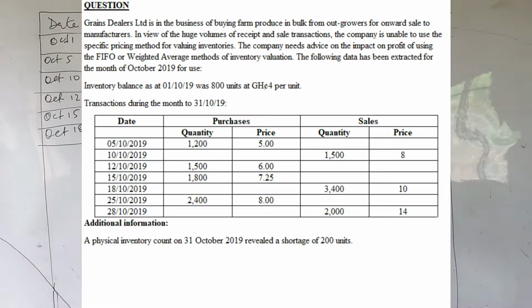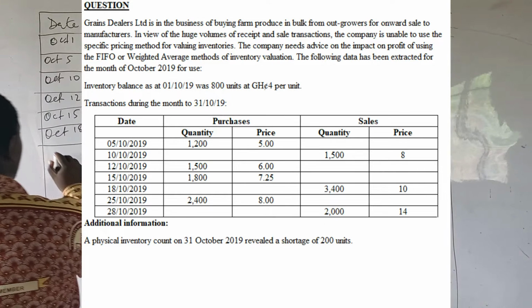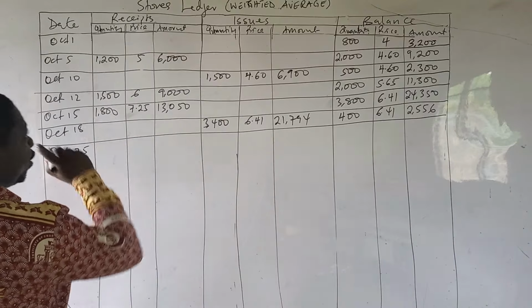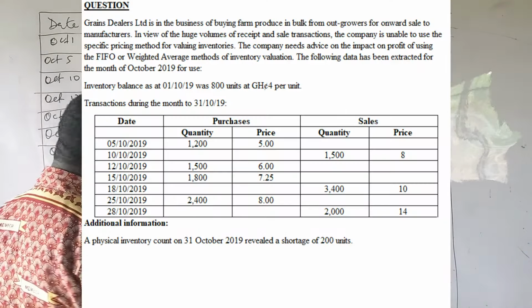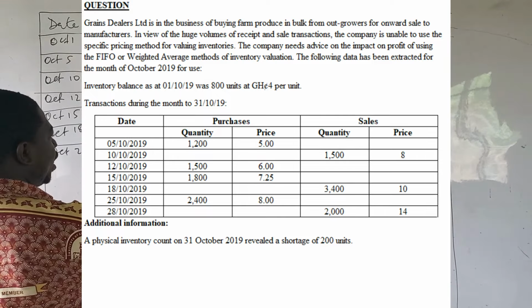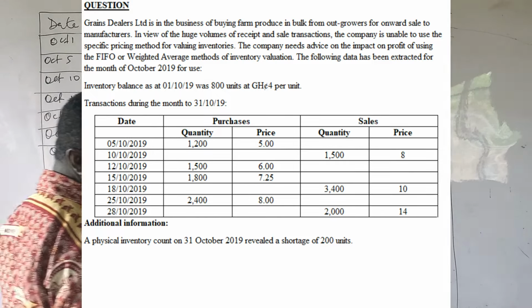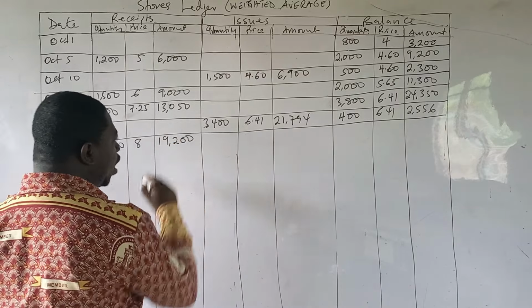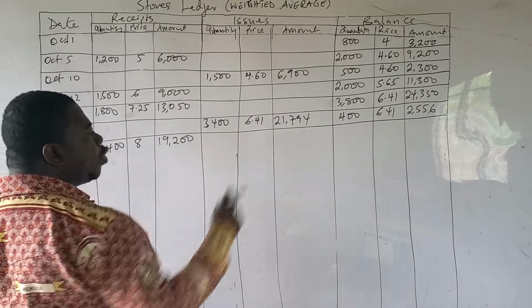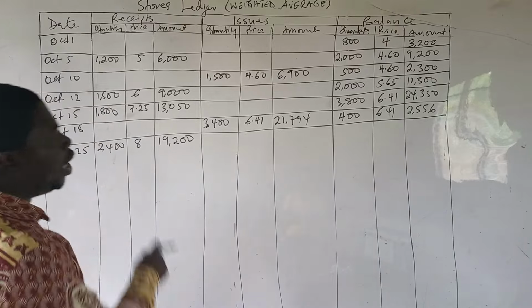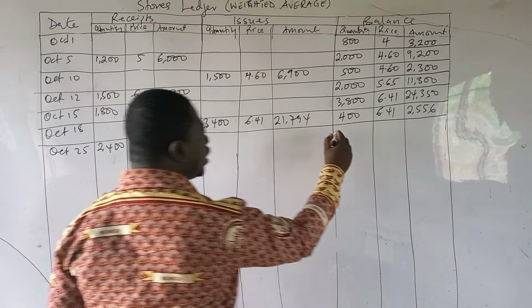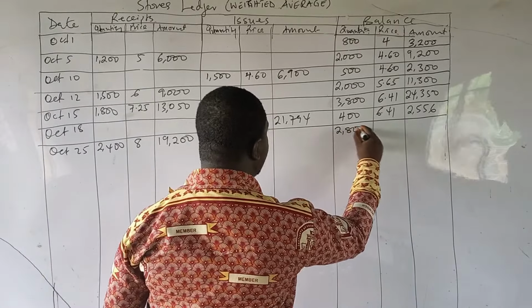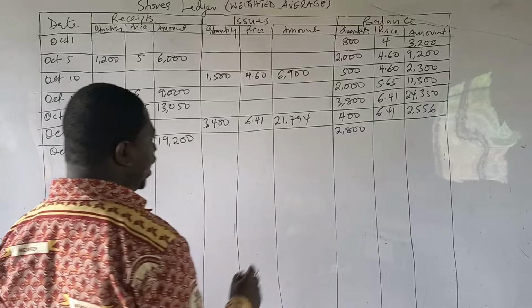The next one is on the 25th, which was a purchase. So on October 25th, there was a purchase, which is a receipt, at a value of 2,400. And the unit price is 8 cedis. And so we have a total of 19,200. Then we go to the balance column. As usual, we are updating. So we add the two quantities. That will be 2,800.